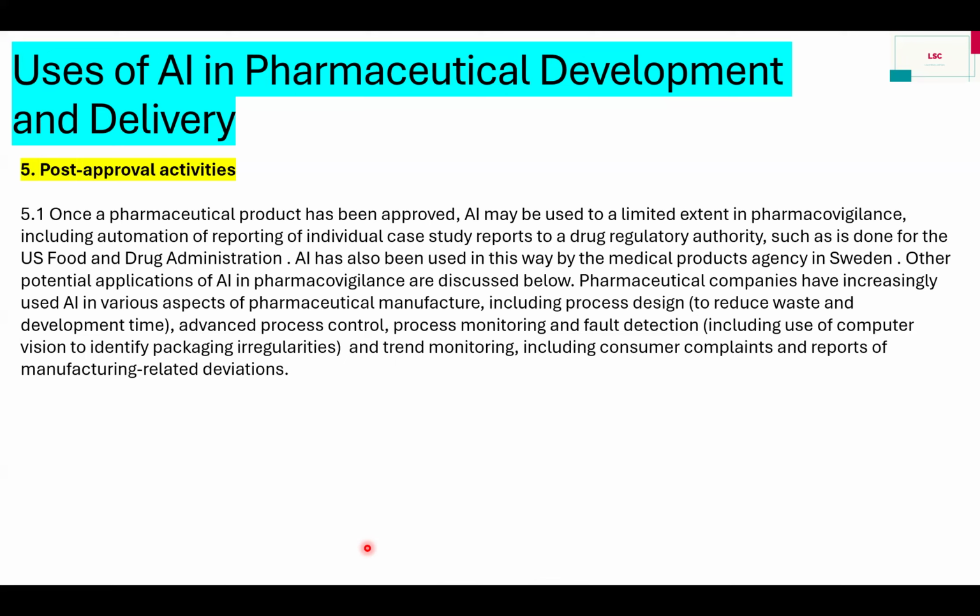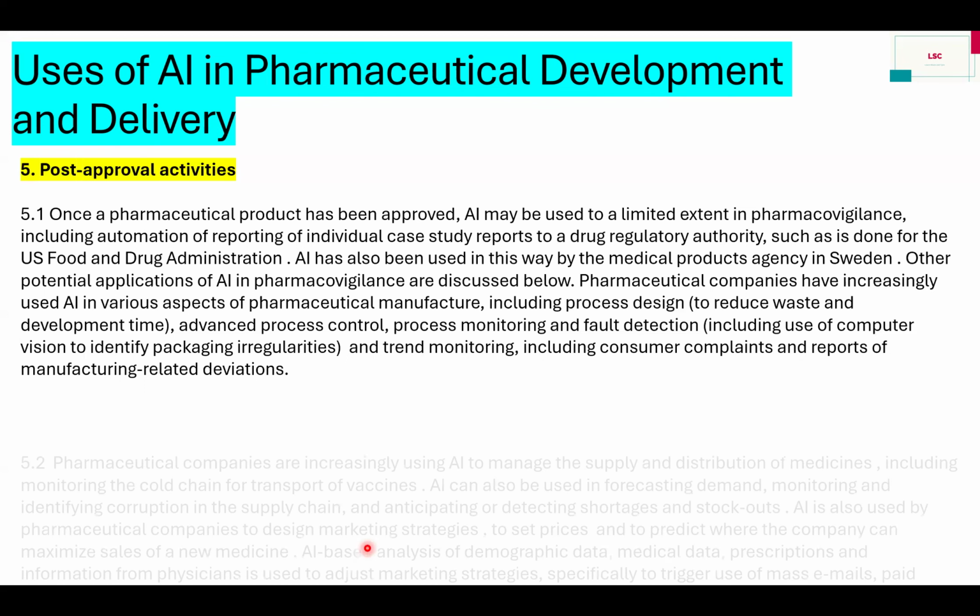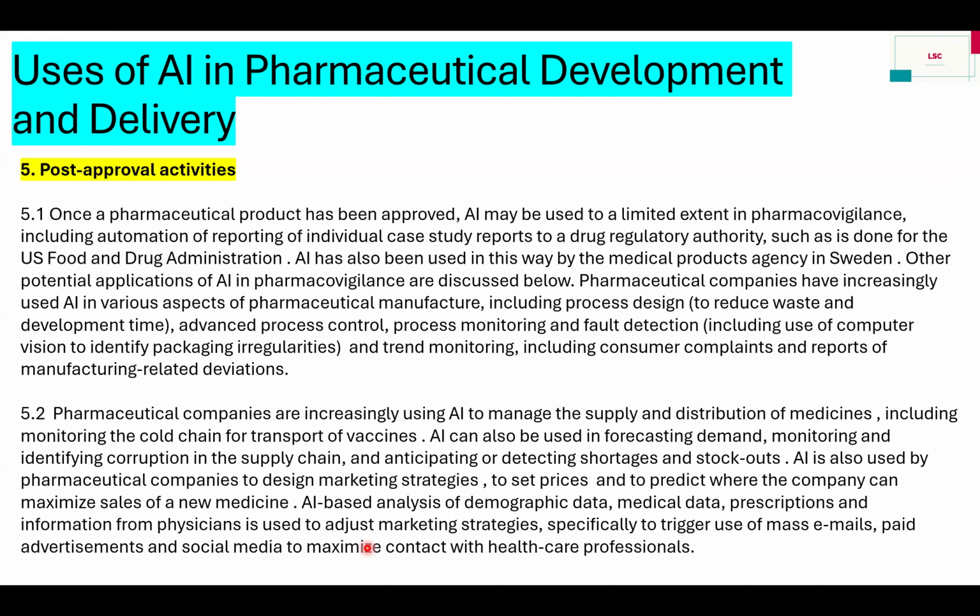Pharmaceutical companies have increasingly used AI in various aspects of pharmaceutical manufacture, including process design to reduce waste and development time, advanced process control, process monitoring, and fault detection, including use of computer vision to identify packaging irregularities, and trend monitoring, including consumer complaints and reports of manufacturing-related deviations. Pharmaceutical companies are increasingly using AI to manage the supply and distribution of medicines, including monitoring the cold chain for transport of vaccines.